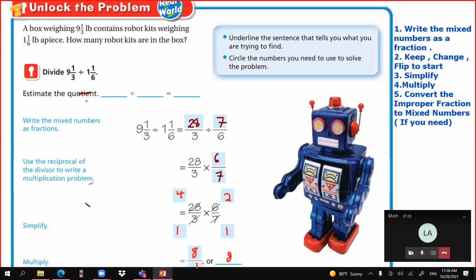Is it clear? Yes, you can ask me. You multiply 9 times 3, you get 27. Plus 1. You are welcome. Now look at here. We stopped at whole number. So no need to convert the improper fraction to mixed number. By 7, yes.